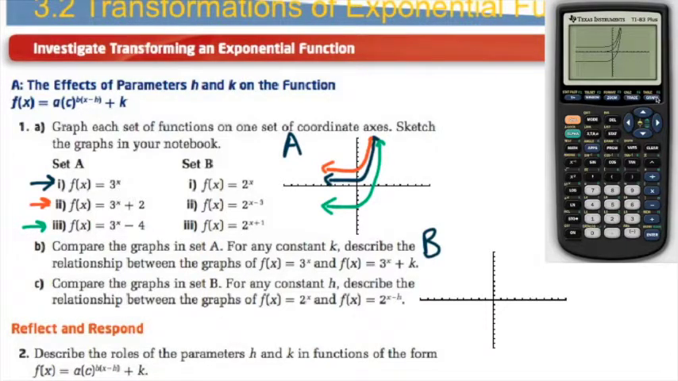Looking at set B, everything is based off of 2 to the x. So we'll go back to the graphing calculator, we'll clear out the old functions, and we'll see what these transformations do. So 2 to the x, again, we should have an understanding of what this looks like. Increasing, goes through (0, 1) and (1, 2). We'll take a look at function 2.